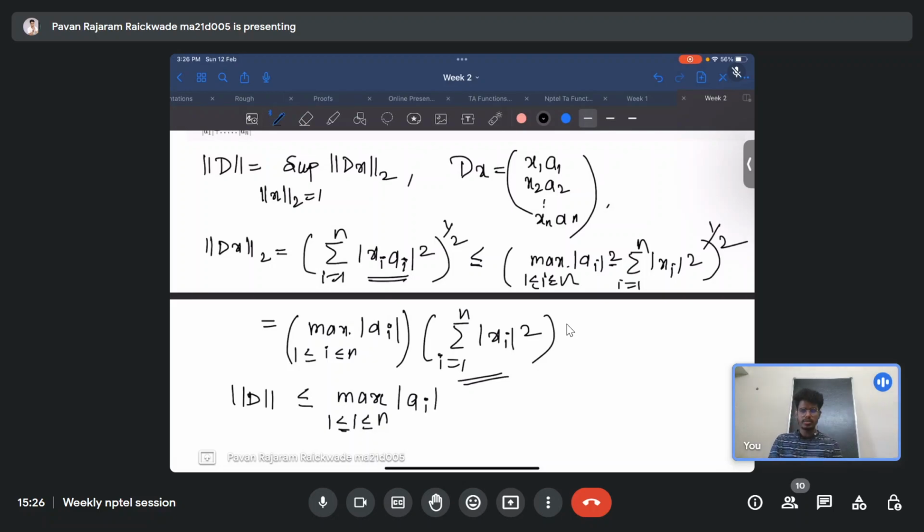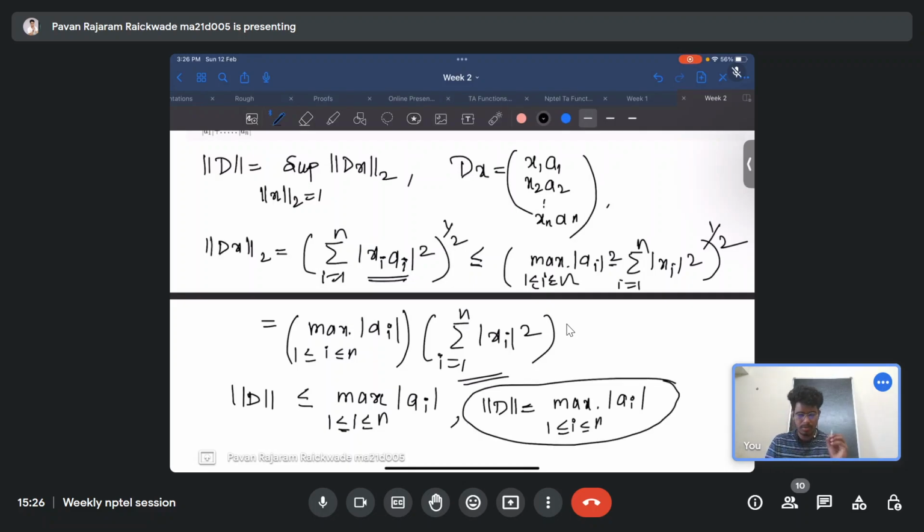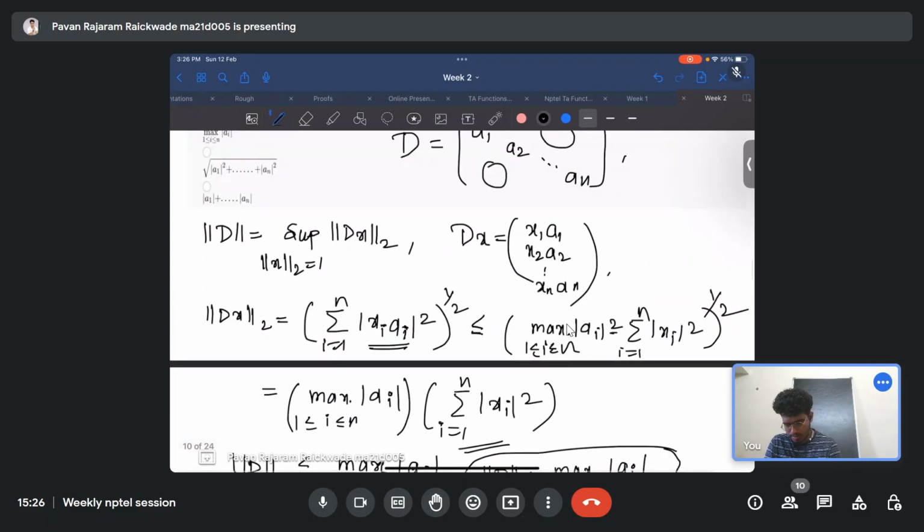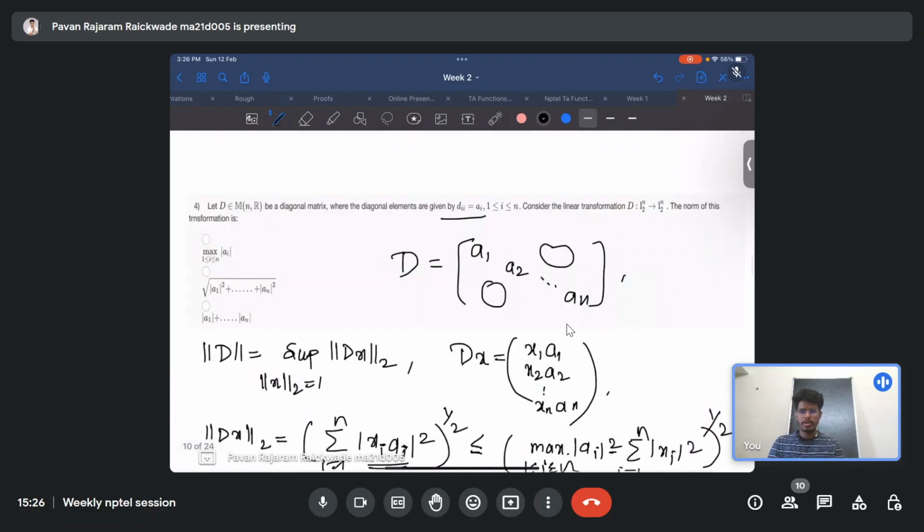So now you have less than or equal, but similarly, if you take ei in place of x, then you get greater than or equal also. So the norm of D will be equal to the maximum of modulus of ai, 1 less equal i less equal n. Okay, is it fine? So option number 1 is correct. If anyone has any doubts, you can ask.